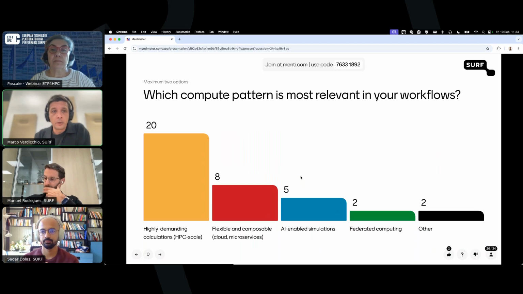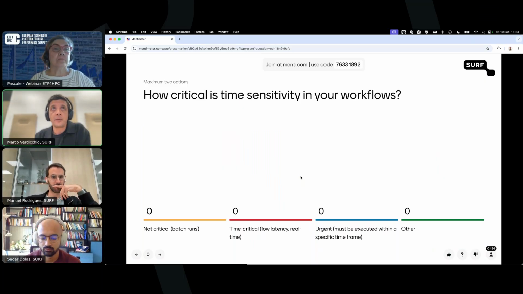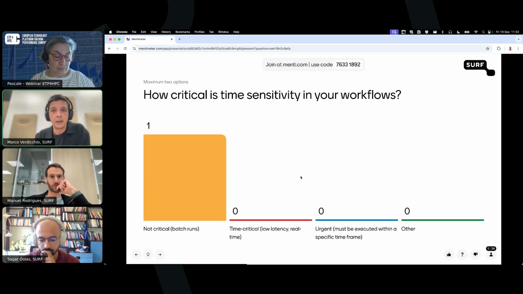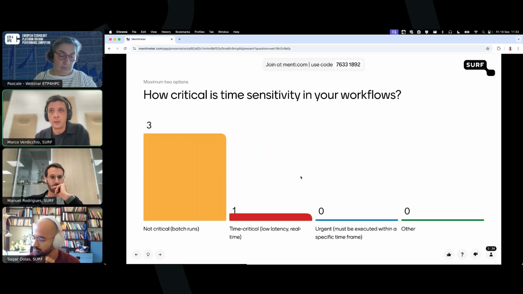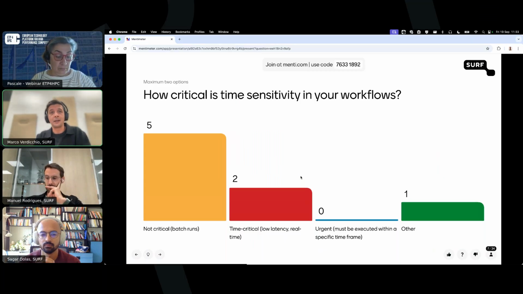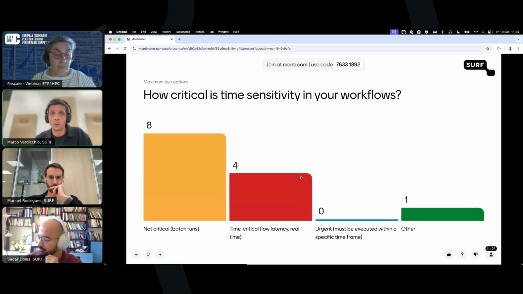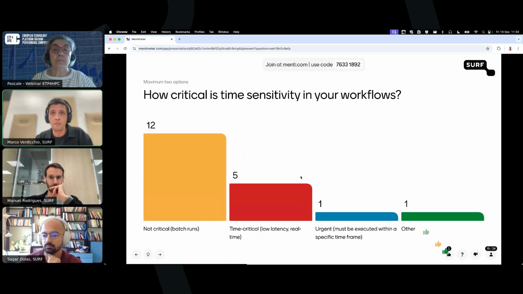Okay, then we can move on to the next one that's more focused on time sensitivity. So how critical is time for your workflow? Not critical, like batch submitting a run and not having any time constraint, or time critical, when you require, for example, low latency, real time, or urgent. That's kind of different from time critical.